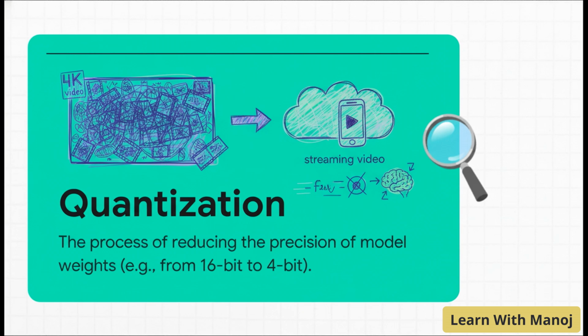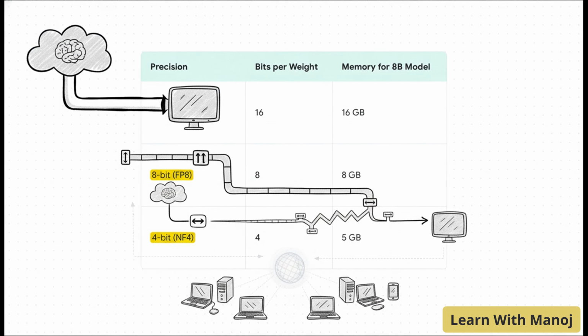We're doing the exact same thing, but to the numbers inside the AI model. And this table really shows you the real-world impact, so check this out. A standard 8 billion parameter model at full 16-bit precision needs 16 gigs of memory. Okay, but if we quantize it down to 8-bit, we literally slice that in half to 8 gigs. And if we get even more aggressive and go down to 4-bit, it shrinks to just 5 gigs. It's the same model, just a fraction of the memory footprint.